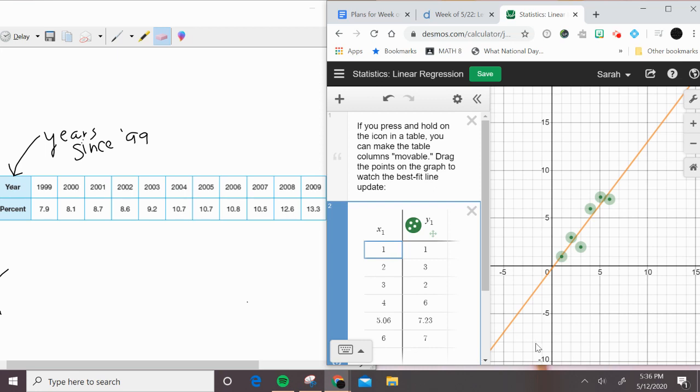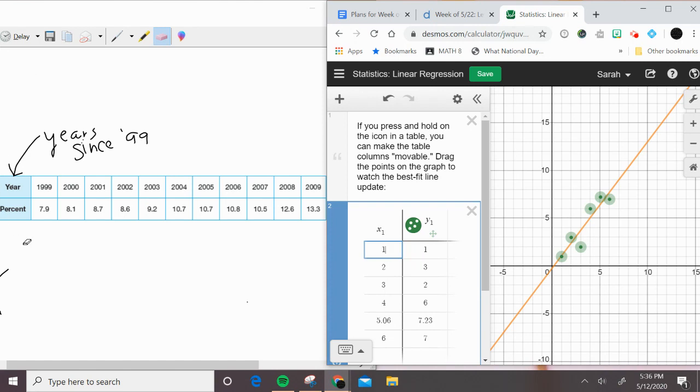All right, so in this video, we're going to see how we can use Desmos to get a linear regression. A linear regression is just the word for the process of finding the line of best fit. So the linear regression gives us the average of a data set.